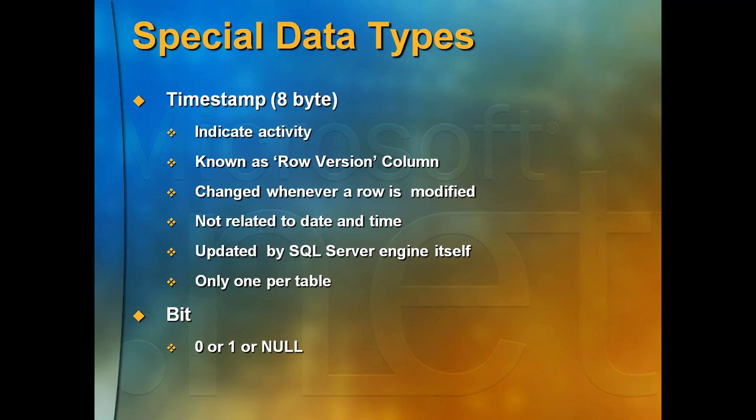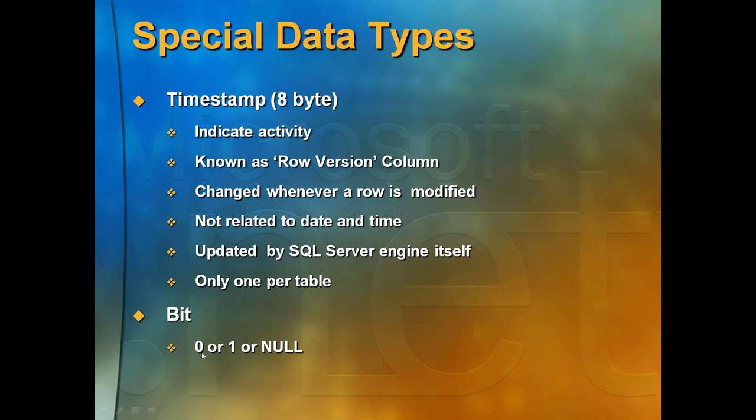Now we have timestamp columns, also known as the row version column. It changes whenever a row is modified. It is not related to date and time, it is updated by the SQL Server engine itself, and there is only one timestamp column per table. And we have one more data type called bit.